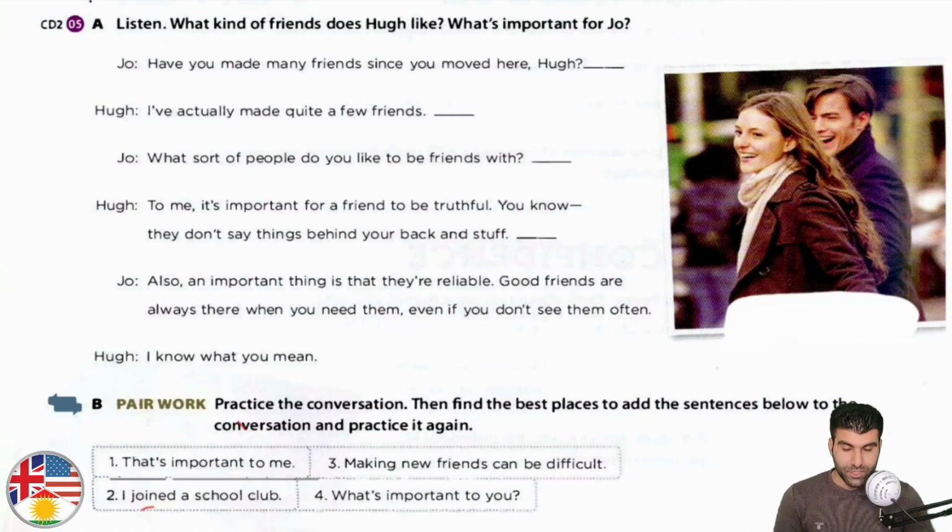So I'll solve this part by myself. If you want to do it by yourself, then just pause the video here and solve it. Then you can come back to my video. Okay? So, have you made many friends since you moved here?